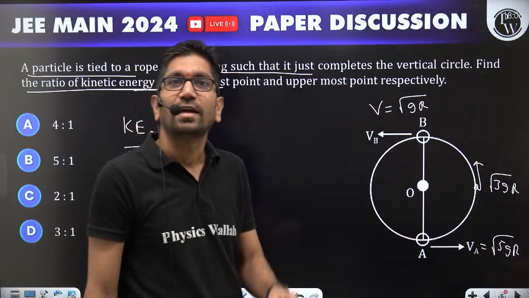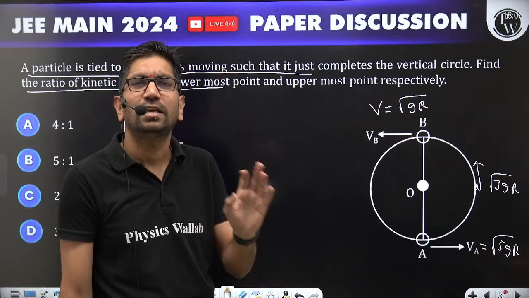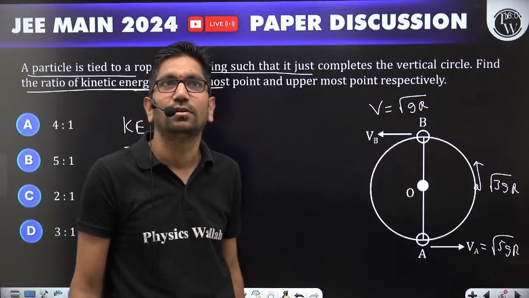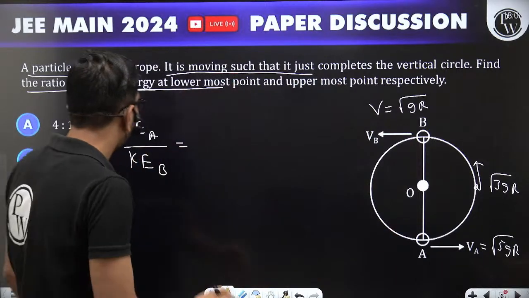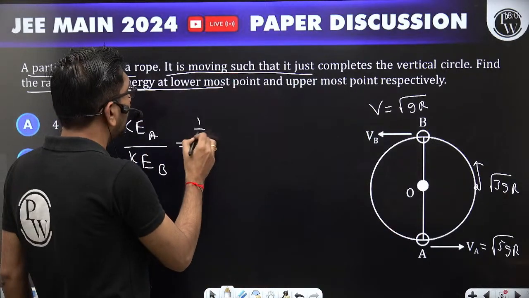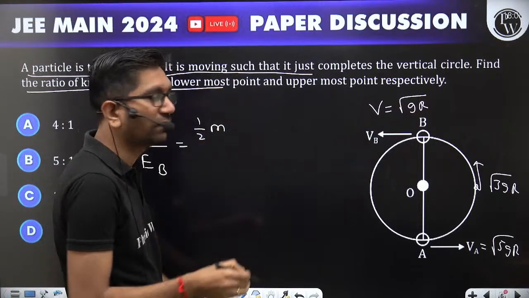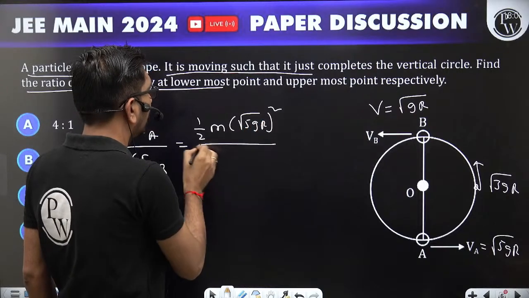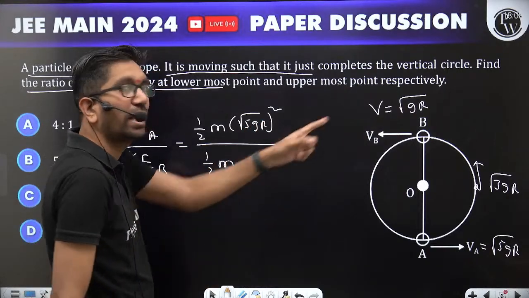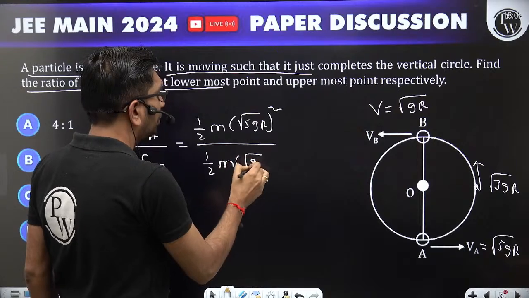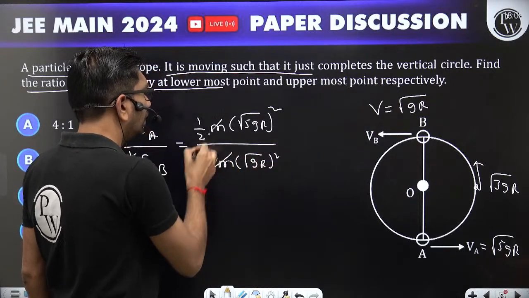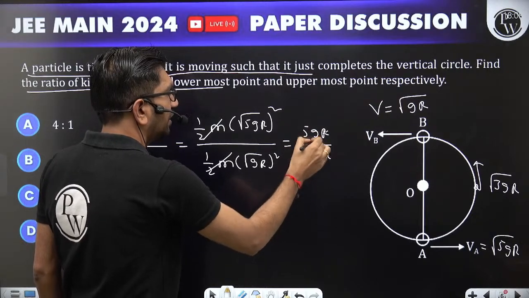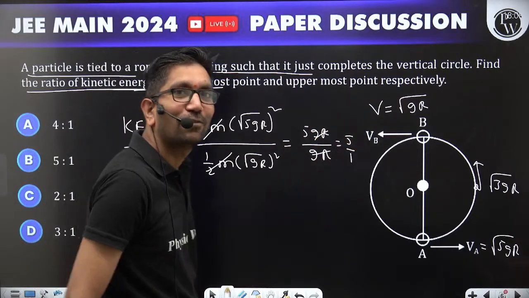Yes? There is one trick to remember. Remember the odd numbers. That is, you go 1, 3 and 5. So as everyone knows, the kinetic energy formula is half mv square. What is the velocity? Root 5 gr whole square. And here half mv square. What is the velocity? Root gr whole square. This one gets cancelled. So finally 5 gr by gr. This gets cancelled. Final answer is 5:1.